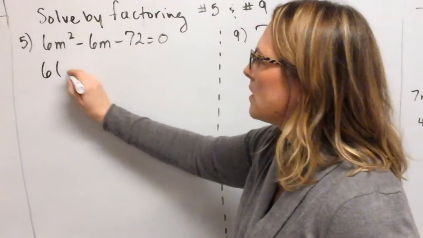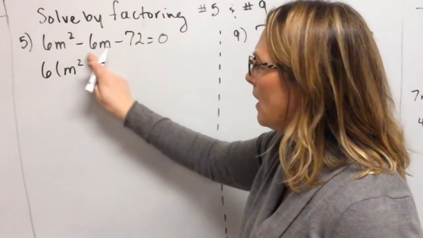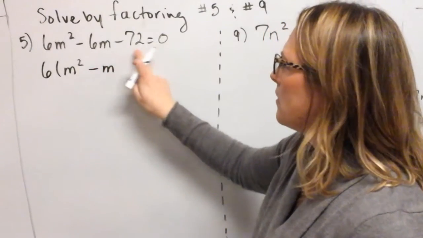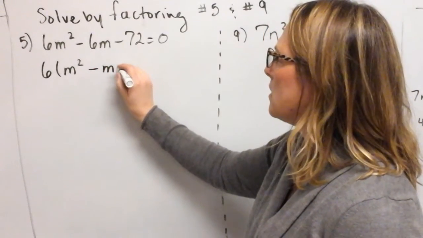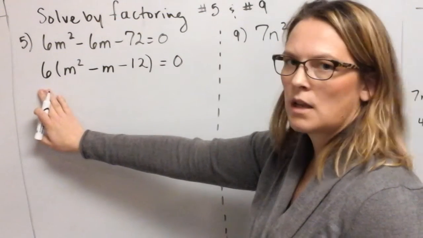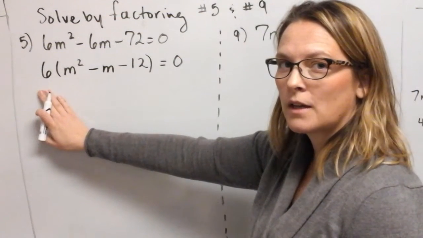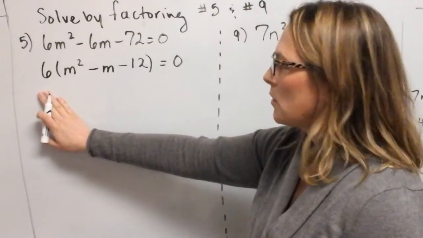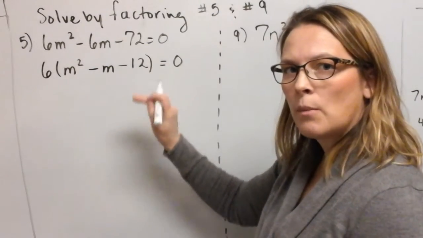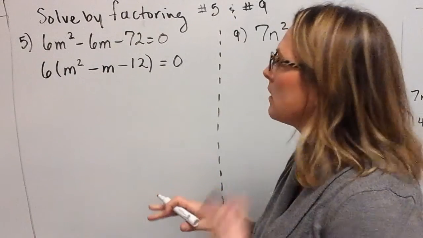So 6m squared divided by 6 is m squared, minus 6m divided by 6 is negative m, and then negative 72 divided by 6 is negative 12. And this still equals 0. So I'm just going to leave the 6 hanging out here. It's not really going to have any effect on how I solve, so I can kind of ignore it as I factor my quadratic part. But if I was doing all my work correctly, I need to hang on to it out there.